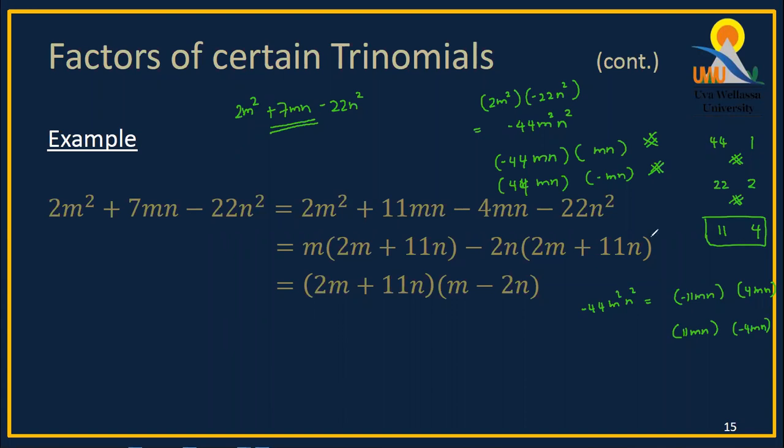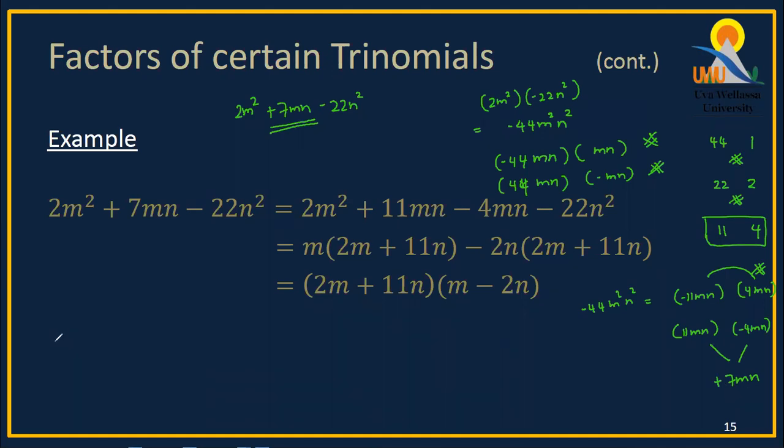If you see this addition, the larger value is negative. Therefore, minus 11 plus 4 cannot be the suitable value for us. But if you have this addition, then plus 11 mn minus 4 mn definitely gives the value plus 7 mn. Therefore, now we will look at this set of values.